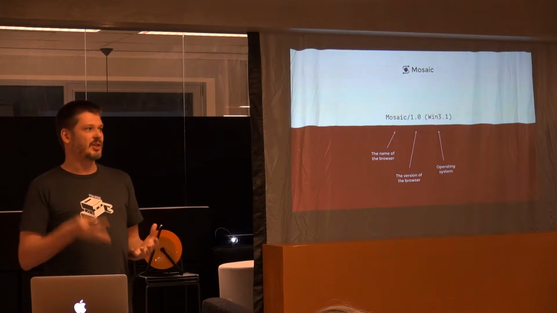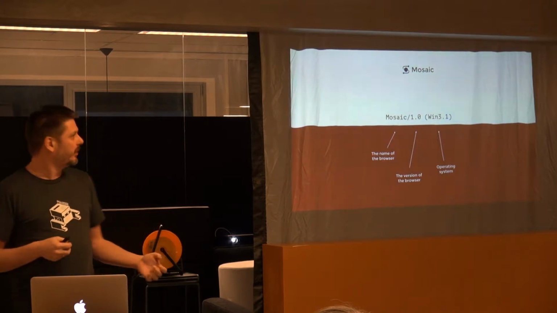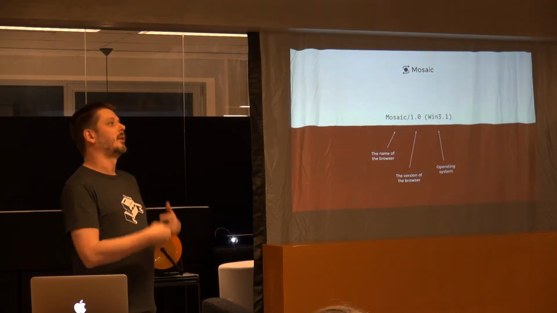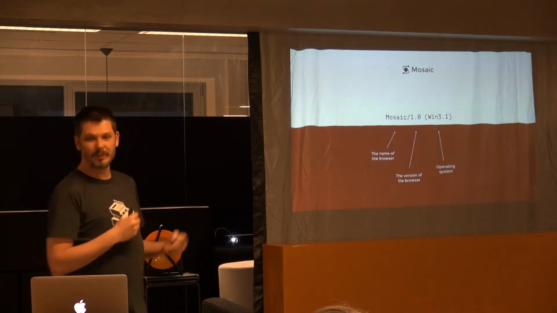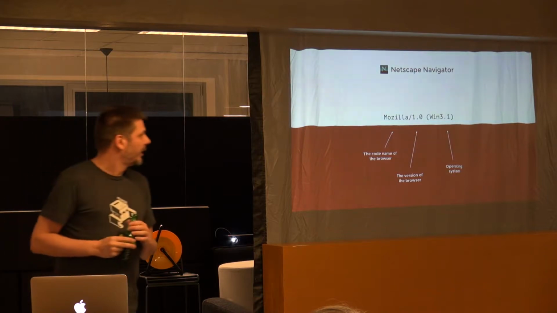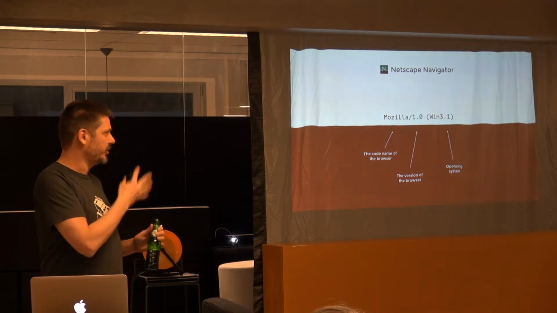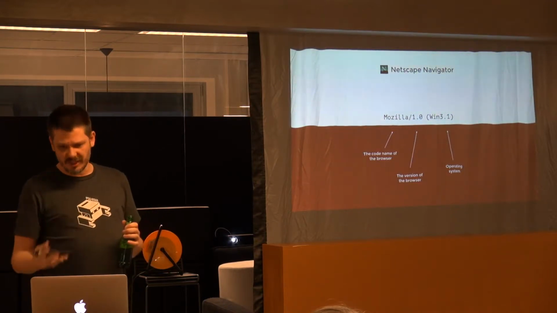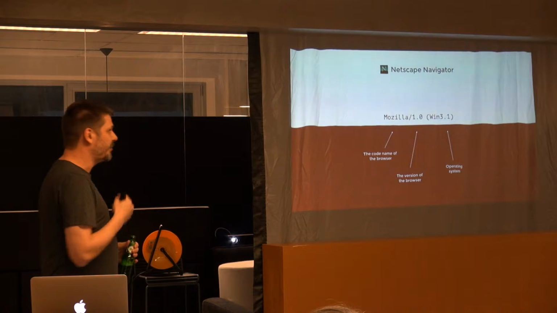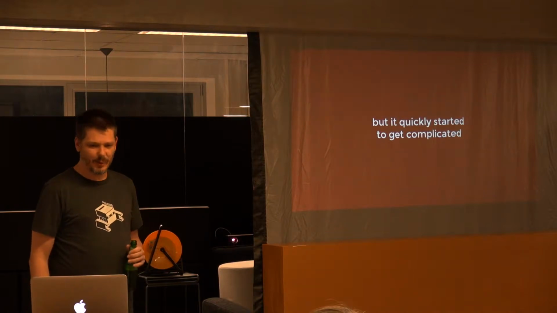It's Mosaic/1.0. That's a token. That's how it's called in the HTTP specification. And behind it, in parentheses, there is Win 3.1. It's Mosaic version 1 on Windows 3.1. Simple. And this is Netscape. Well, it's not Netscape/1.0, it's Mozilla/1.0. Mozilla was actually the code name of Netscape Navigator. So instead of actually using the name, they used the code name, but it's still simple. But things started to get complicated very quickly.